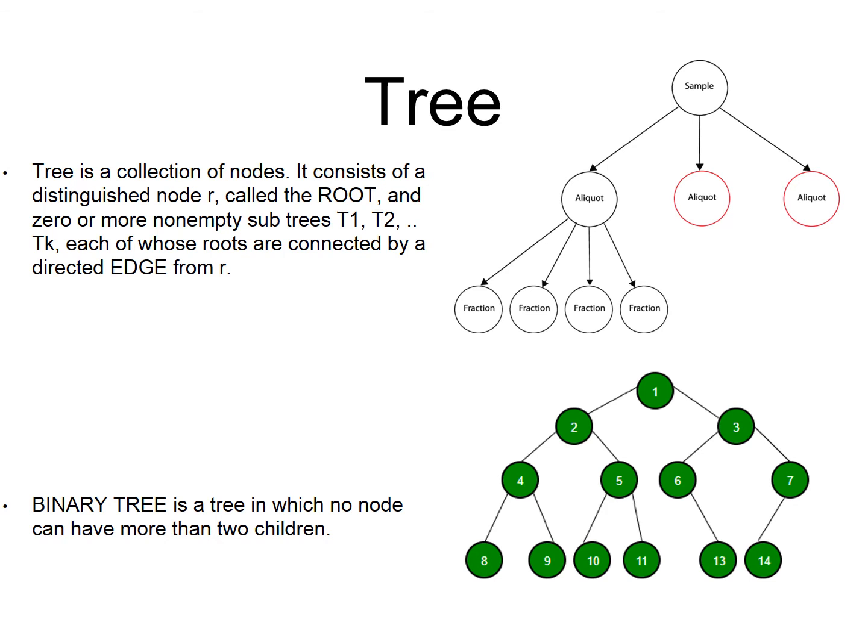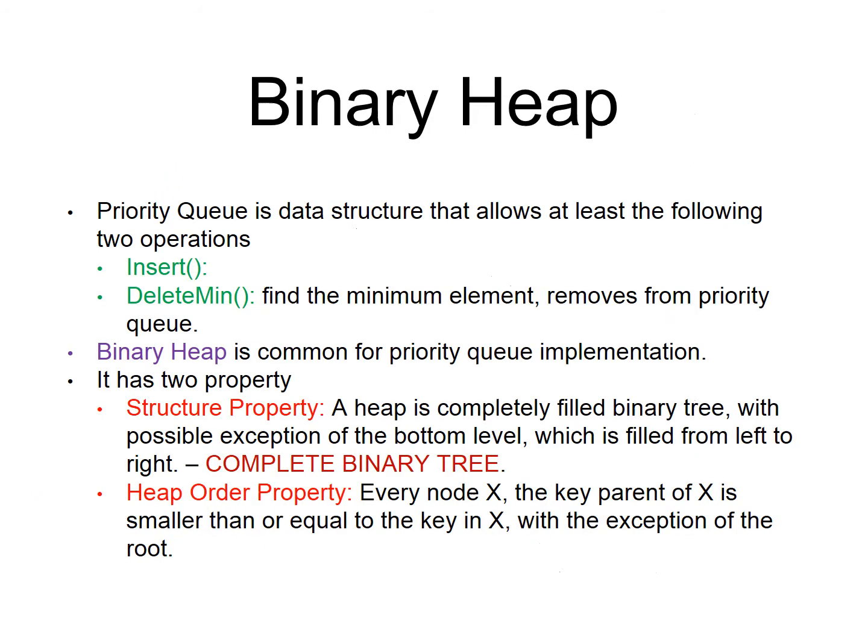So I can travel from 1 to 2, from 2 to 4 or 5. If I go to 4, I can go to either 8 or 9. So the traversal is always in a top to bottom fashion, and each node can have a maximum of only 2 children. Usually the priority queue has the following 2 operations, as I said before: insert and delete minimum.